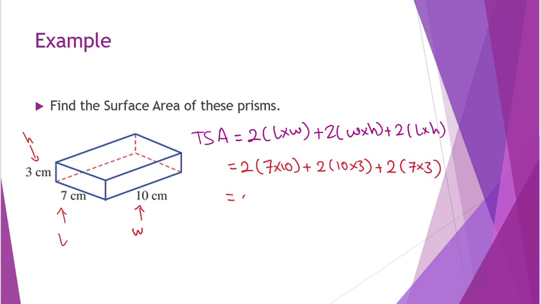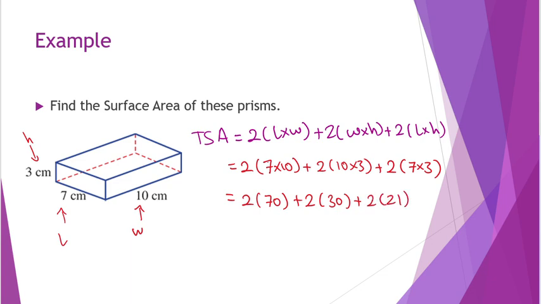And it'll end up looking like this. Now just remember your BEDMAS rules, okay? Always do the brackets first. So 7 times 10 is 70 plus 2, 10 times 3 is 30, and 7 times 3 is 21.